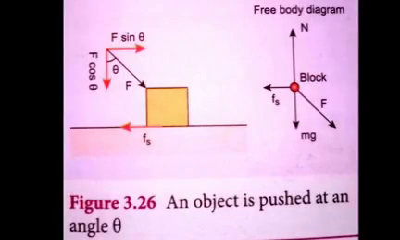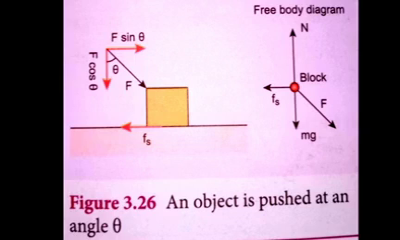Students, see this diagram. This diagram represents an object being pushed at an angle theta. In a certain angle the object is moving. The object is pushed, then this force F is resolved into two components, with an angle theta, where along the horizontal surface it is F sin theta and vertical it is F cos theta.